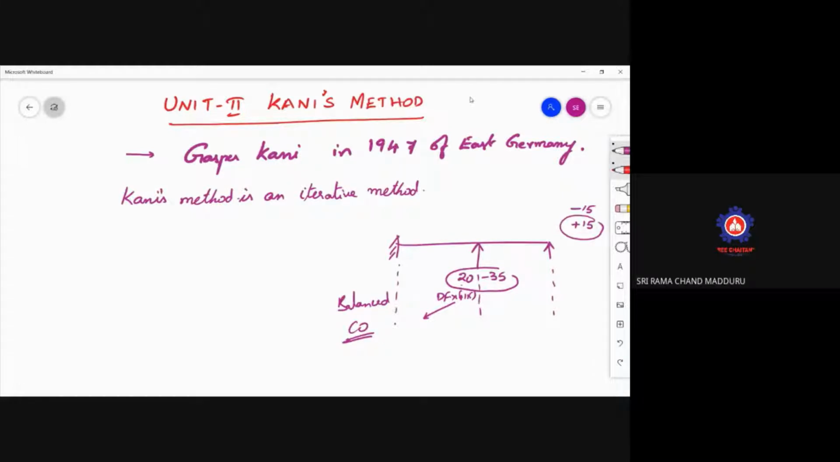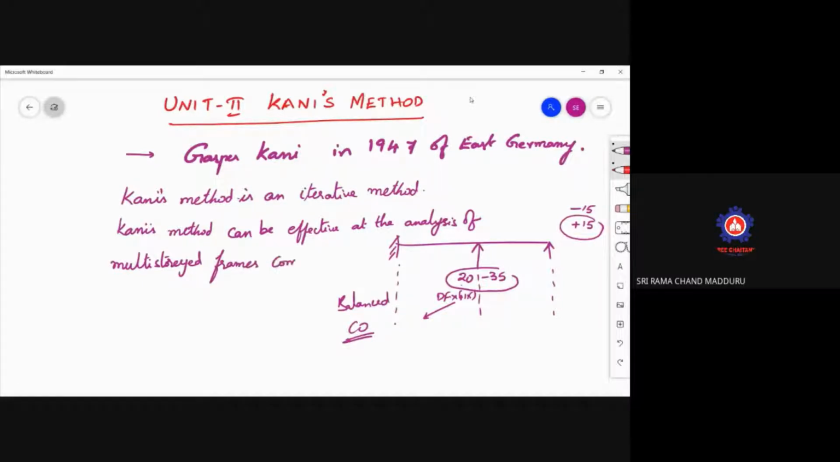Kani's method can be effective in the analysis of multi-storied frames compared to the slope deflection method or moment distribution method. So wherever multi-storied frames are there.